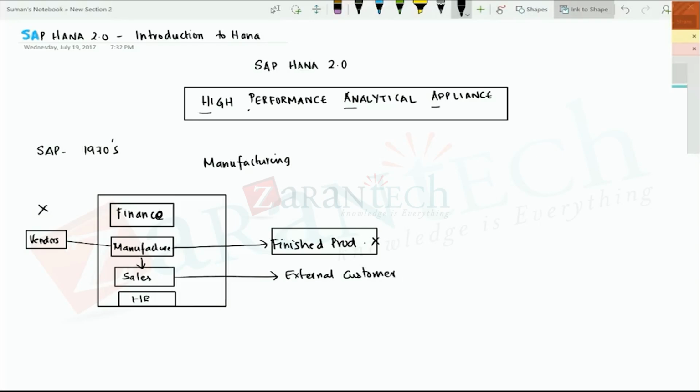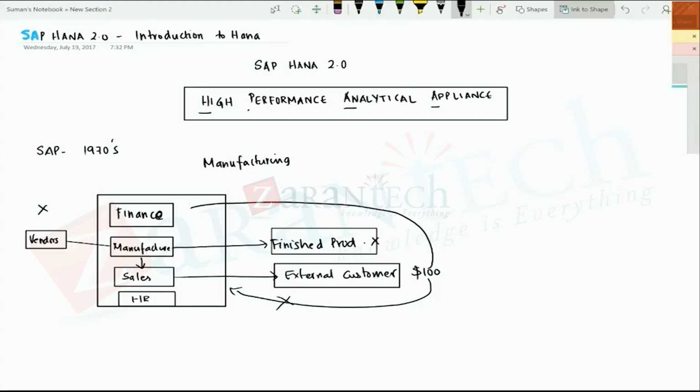When a customer buys this product, let's say this particular customer pays $100 for this product, the money does not go back to the sales department. The money directly goes to your finance department. So for a single transaction to happen, that is for your finished product to be sold to the outside market, the manufacturing team works to make the product, the sales department team sells the product to the customer, and when the customer makes the payment, it goes to the finance team.